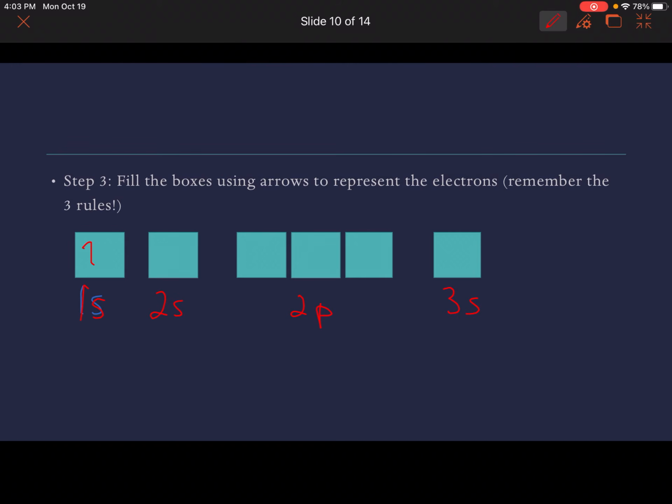So I'm going to go 1, 2, 3, 4, and then for here, watch, I go 5, 6, 7. So all the spins going in one direction first, and then 8, 9, 10, and then I've got one last one. So I'm going to end up with 3s1 as being my last orbital. So this would be the valence, for example, but we'll talk more about that later. So this would be drawing the electron configuration. I've now drawn it.